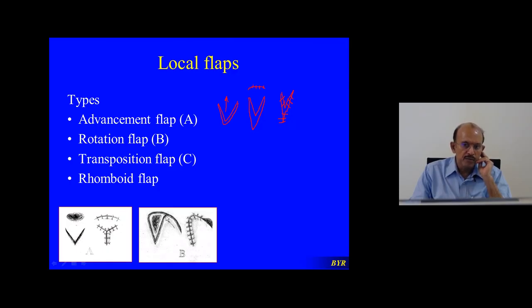Then you lift this part of the skin. Lift it, and then you suture it here. So you are rotating this triangular flap in this direction. That's why this is called the rotation flap.